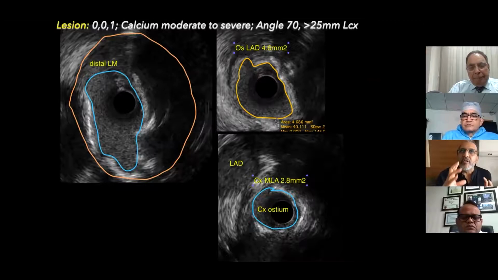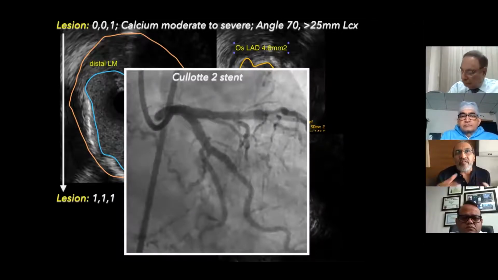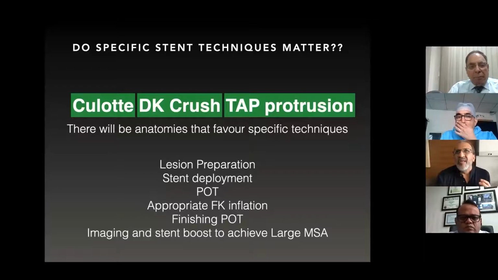So in this particular case, when there's a calcified lesion, I think from a 001 lesion, the IVUS actually drove it to a 111, and we used a 2-stent strategy. The technique of culotte, DK crush, and TAP, whatever we use, I think the steps are important, and different anatomies will favor different technical procedures, and this also depends upon the expertise of the operator and his comfort level with the given procedures.